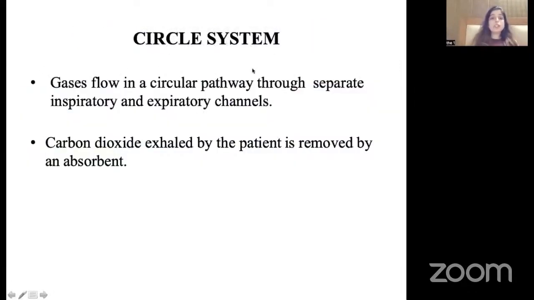Now, just a brush up about the circle system. Why is it called a circle system? Because gases flow in a circular pathway through separate inspiratory and expiratory channels. Carbon dioxide exhaled by the patient is removed by an absorbent.